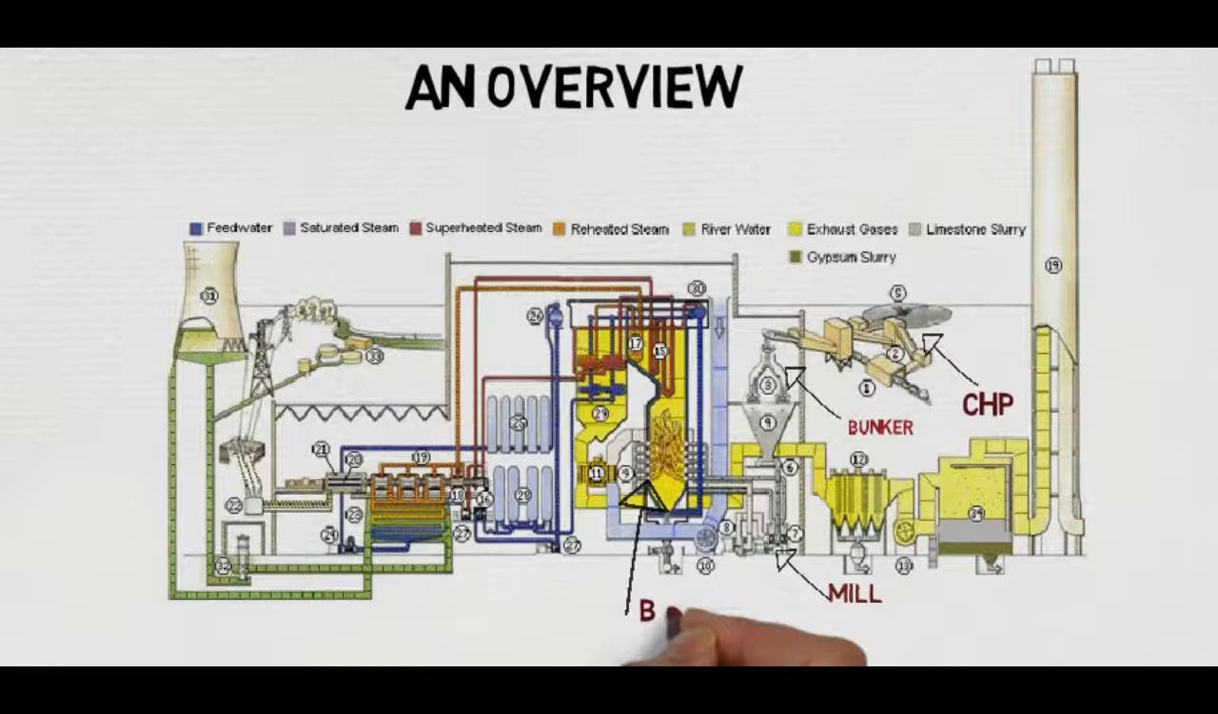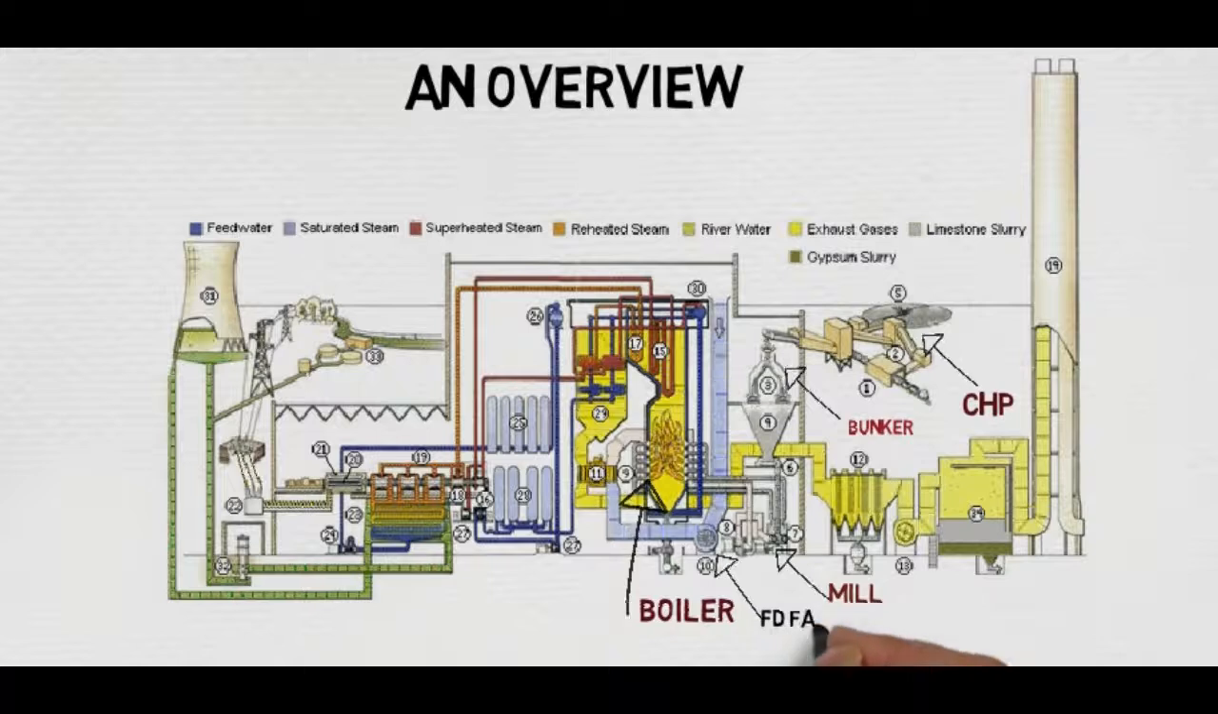This is a boiler where the coal is burned. This is the FD fan, which is a forced draft fan used to provide air in the boiler for combustion.